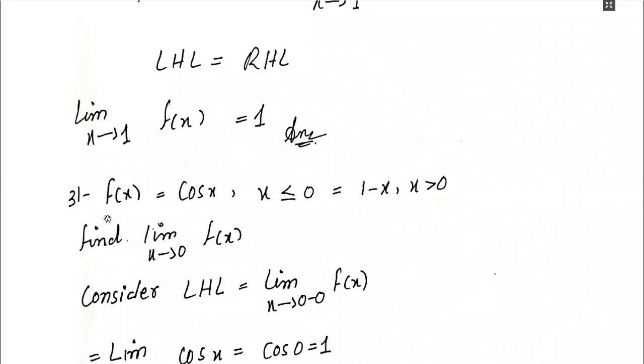Similarly, problem 31, f of x equal to cos x when x is less than 0. Again, f of x equal to 1 minus x when x is greater than 0. We take cos x for the left hand limit because x is less than 0, and 1 minus x for the right hand limit because x is greater than 0. Okay, these are the limit problems. Try to practice, and if you have any question, you can ask me.